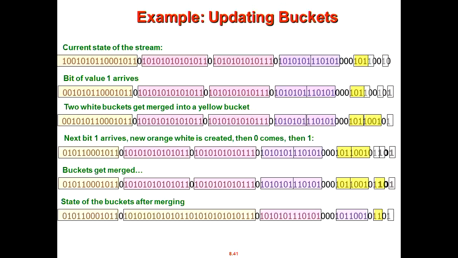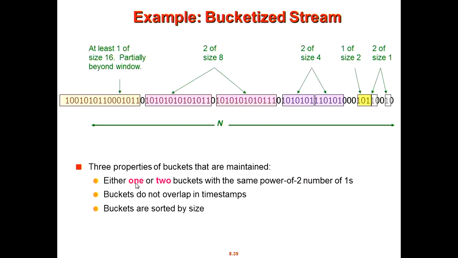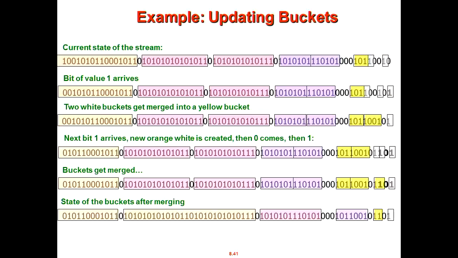This update means that you always need to guarantee the following things. First, either 1 or 2 buckets with the same power-of-2 number of ones. You always need to guarantee this: at most 2, either 1 or 2. Next, no buckets are overlapped. And next, buckets are sorted by size. So your update aims to maintain these properties. These are the detailed steps of how to apply this algorithm to maintain summary information for the data stream.